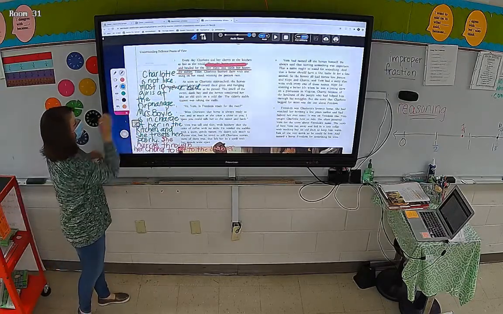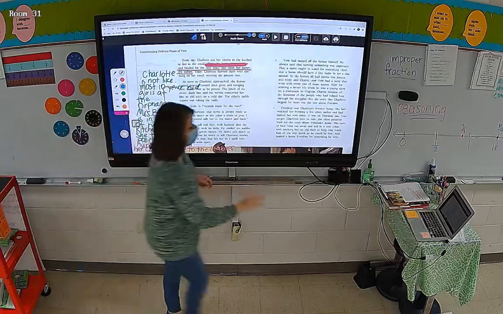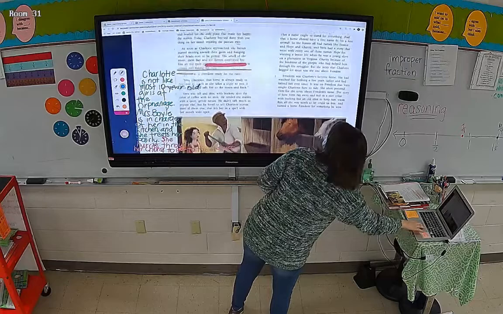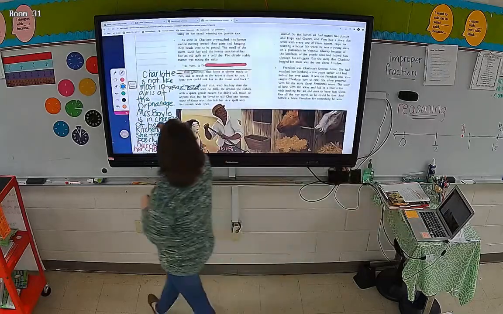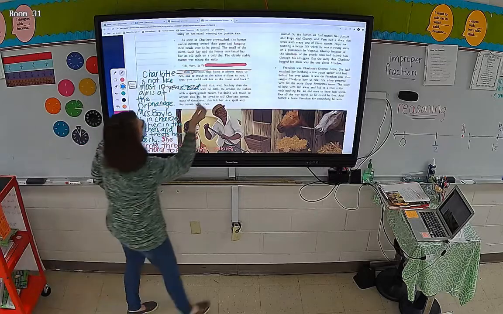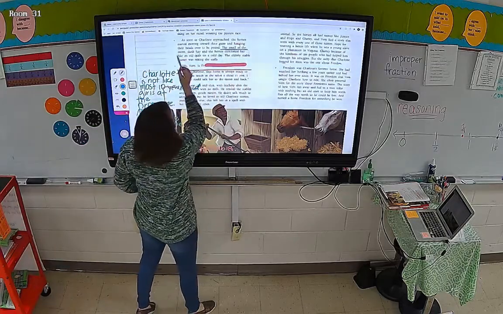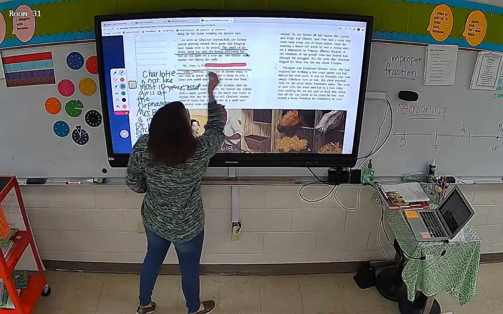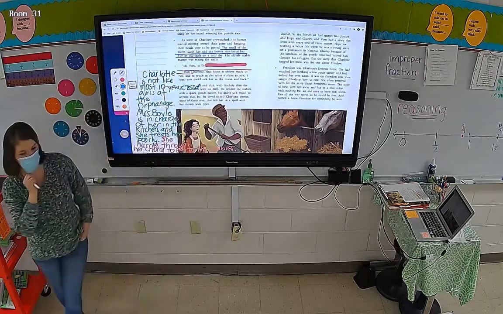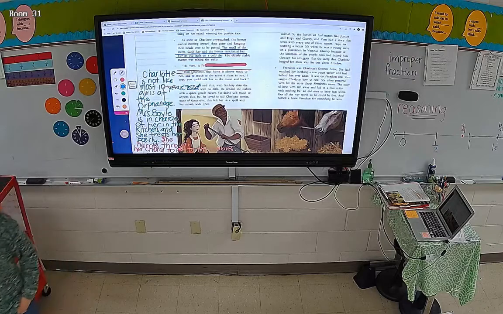So we're done with our summary for right now. We're going to talk about the similes that we see here. When you look here, it says, the smell of sweet, dank hay and the horses comforted her like an old quilt on a cold day. Everybody underline that.